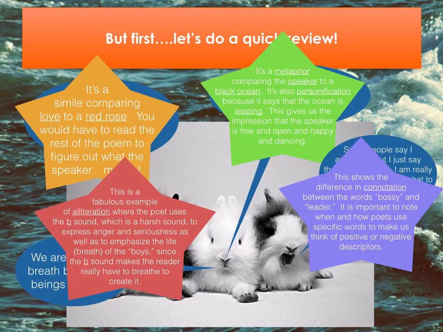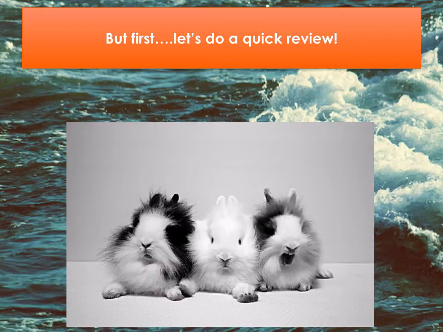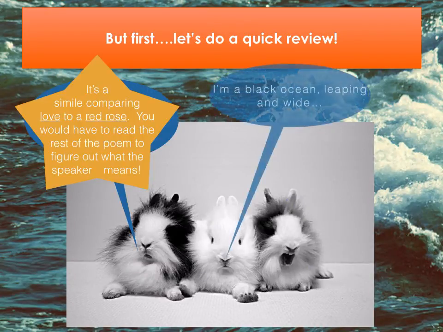And in this example, the poet Saul Williams, and you can find this poem on page 6 of your zine, he uses that harsh sound B to express anger and seriousness as well as to emphasize the life breath of the boys. Since the B sound makes the reader really have to breathe to create it. If you repeat that line, I'll go back, over and over again. Whoops. I guess I have to go all the way back.